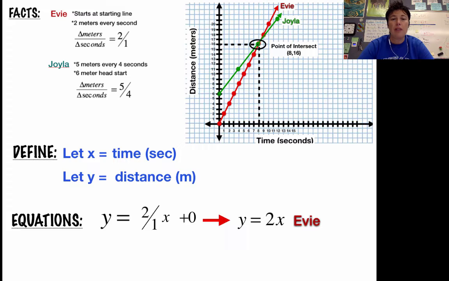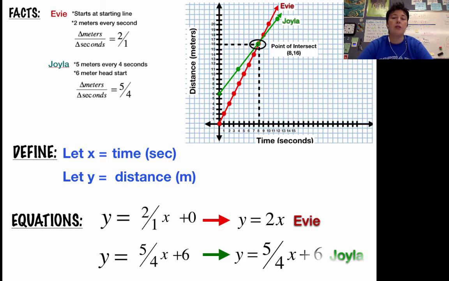Now let's do Joyla. Well, Joyla had a slope of 5/4, 5 meters every 4 seconds. So her line is going to be 5 over 4x. Plus, where did she start? What was her y-intercept? She started with the 6 meter head start, so plus 6. So her equation is y equals 5/4 x plus 6, and that's Joyla. And I can't really clean that one up very much. There's no simplifying to be done there.